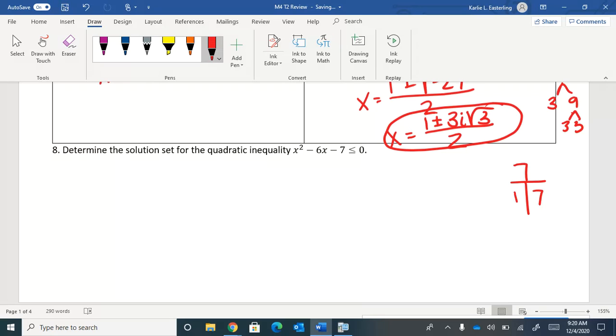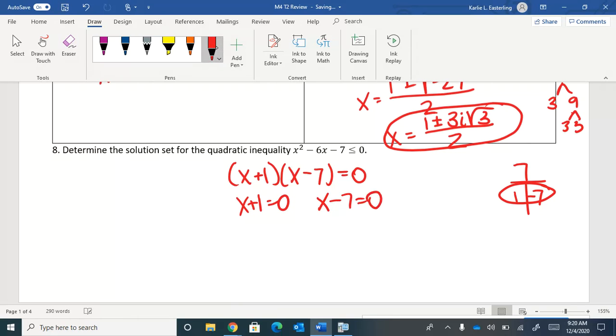and we're negative 7. So one of them has to be negative and we want them to add to get to negative 6. So negative 7 and 1. So x plus 1, x minus 7 equals 0. Because remember, we changed that sign to an equals to be able to solve for these. You'll get x plus 1 equals 0, x minus 7 equals 0, x equals negative 1, and x equals positive 7.